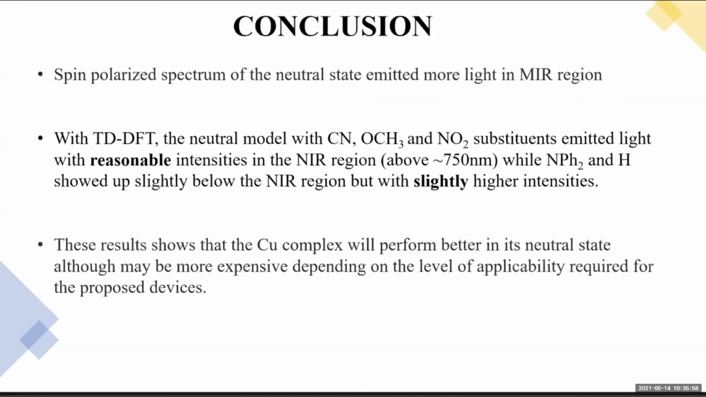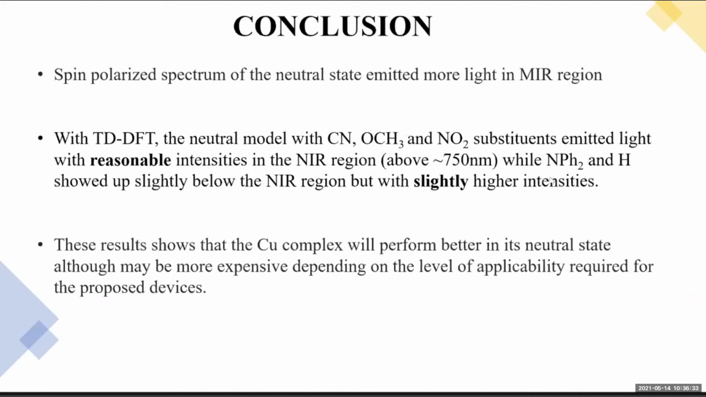Now, for my conclusion, the spin polarized spectrum of the neutral state emitted more light in the MIR region compared to the anion. With the TDDFT model, the substituents CN, OCH3, and NO2 emitted light with reasonable intensities in the NIR region, even though the substituents NPH2 and hydrogen showed up with slightly higher intensities.